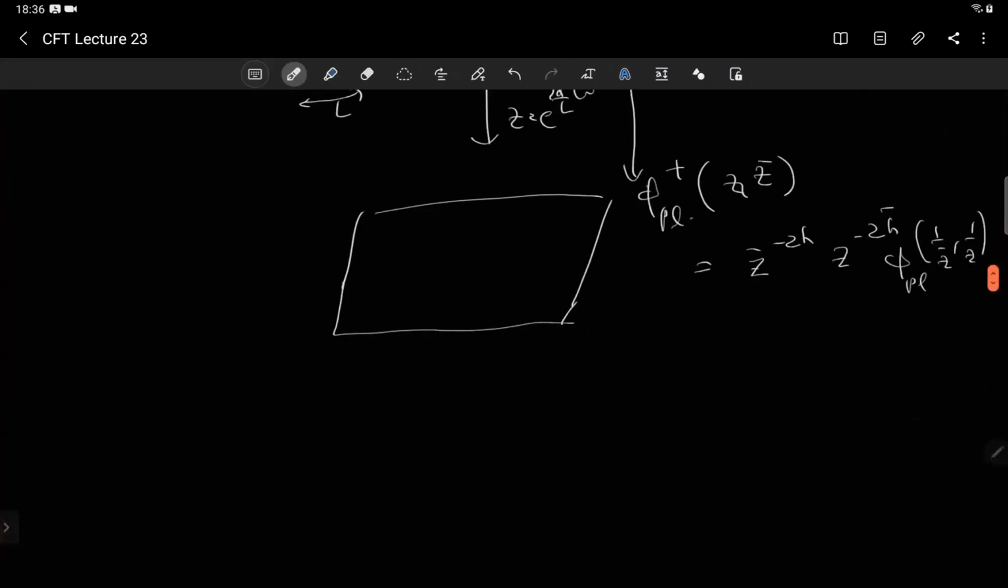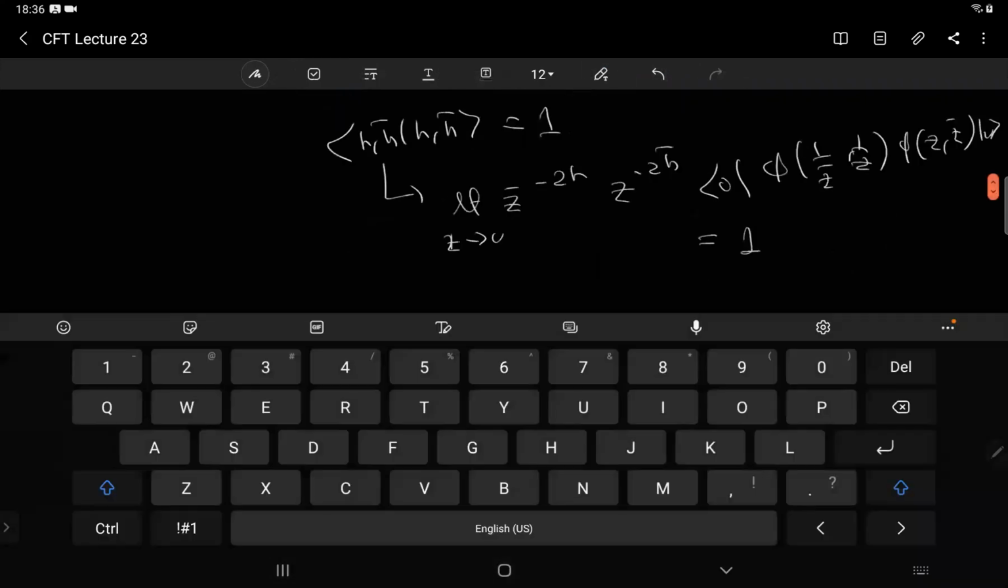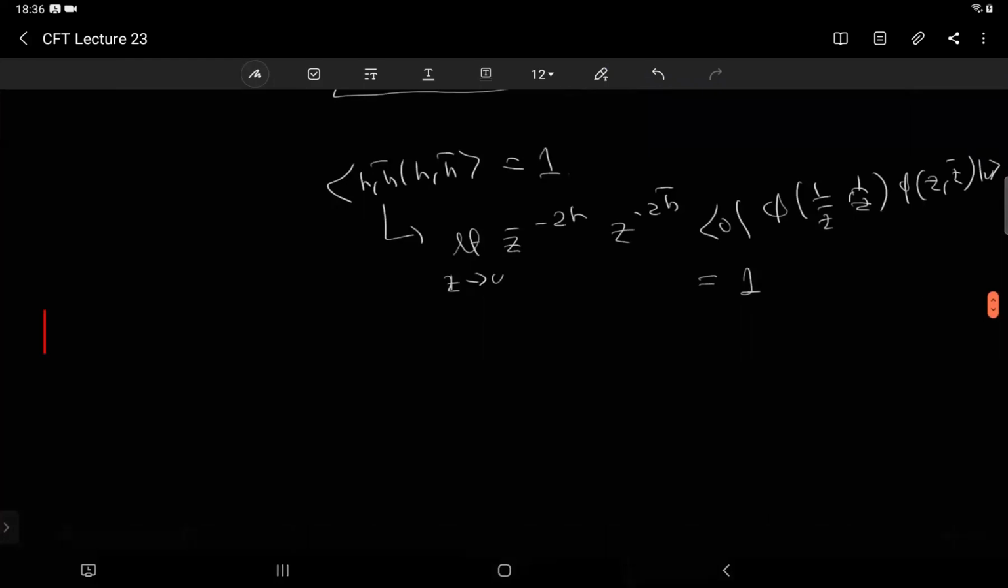And then we also saw that this definition immediately means that the norm of the state h, h bar is equal to 1, because this object is actually z bar to the minus 2h, z to the minus 2h bar, phi 1 by z bar, 1 by z times phi z, z bar, limit z goes to 0, and this is equal to 1. So that's why this gives the right normalization for the states. So this is consistent with that.